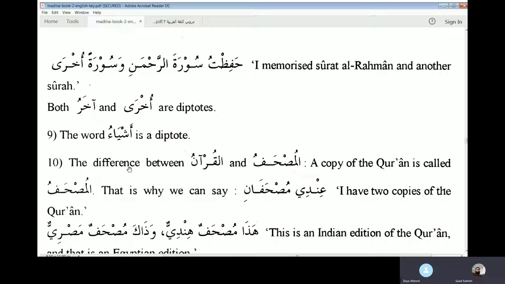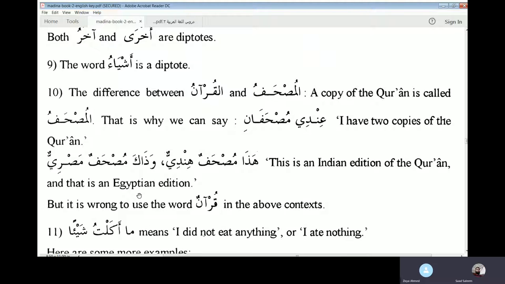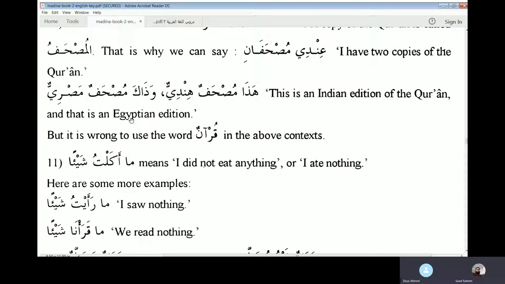The difference between Al-Quran and Al-Mushaf: a copy of the Quran is called Mushaf. That is why we can say mushafani, I have two copies of the Quran. هذا مصحف هندي وذاك مصحف مصري. This is an Indian edition of the Quran and that is an Egyptian edition. But it is wrong to use the word Quran in the above context.